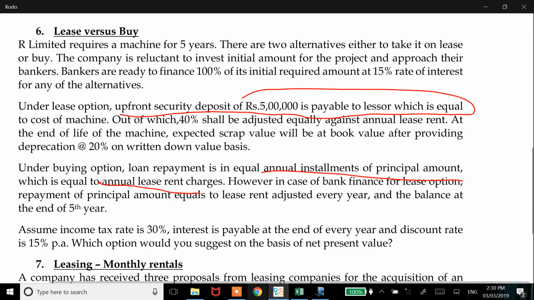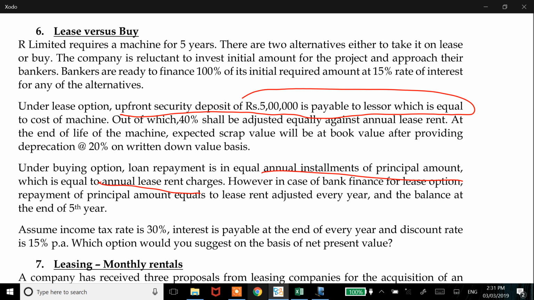Okay, now listen. Under lease option, upfront security deposit of 5 lakh is payable to lessor, which is equal to cost of the machine. So I'll have to create a deposit of 5 lakhs. How do I create a deposit of 5 lakhs? By taking a loan of 5 lakhs. Out of which 40% shall be adjusted equally against annual rent. That is, of the 5 lakhs, 40% is 2 lakhs. In that 2 lakhs, they are saying every year you will adjust 40,000.